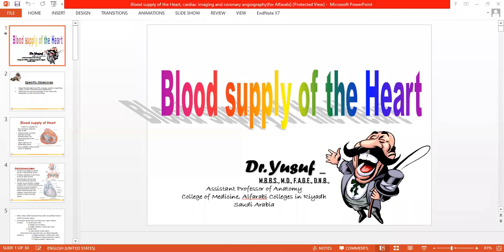To be more specific, this is how it looks. And from the front, this is how it looks. This is the right coronary artery and this is the left coronary artery. Left coronary artery here and this is the right coronary artery.